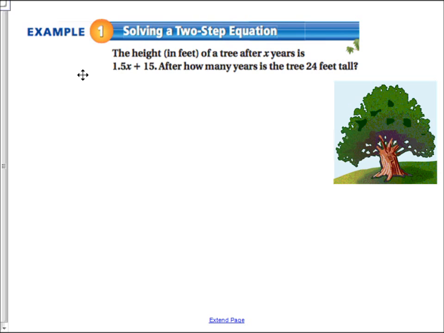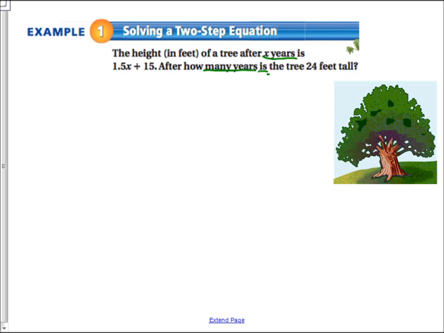Okay, as we take a look at our first example, we are going to read through the problem first. The height in feet of a tree after x years is 1.5x plus 15. After how many years is the tree 24 feet tall? I have some key information here that I'm going to need to know. I know that x is years, and I know that the question is asking how many years. So I know that I'm going to need to have x all by itself in order to have my answer.